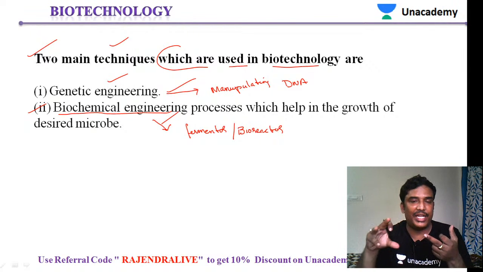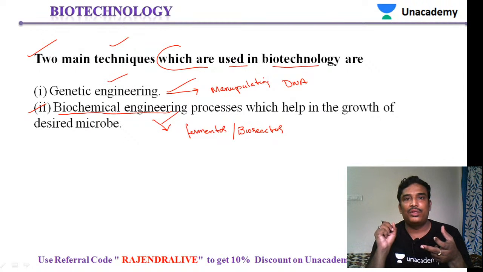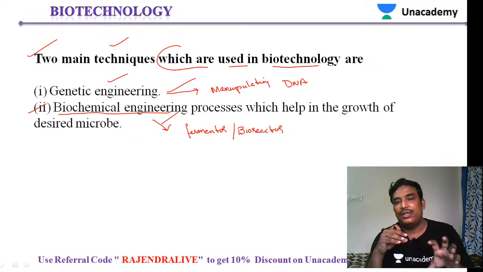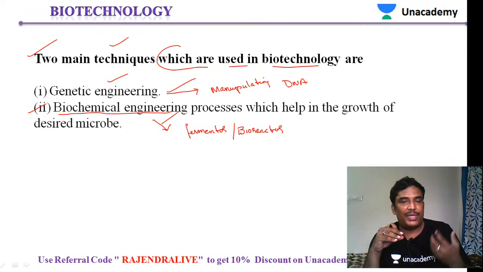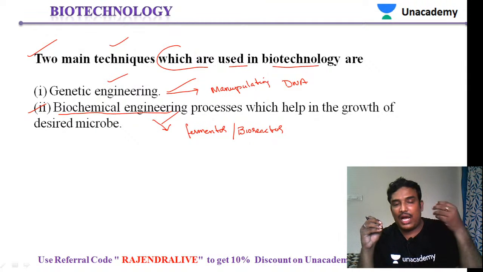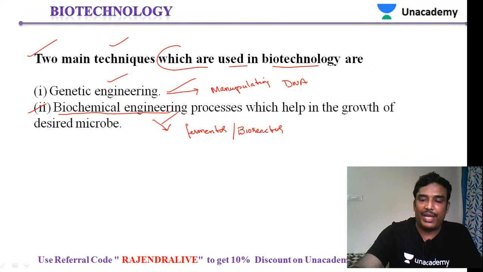Biochemical engineering involves the growth of desired microbes. Which microbe? E. coli. Why only E. coli? Because E. coli is acting as the host, and inside E. coli our recombinant DNA is present. That is the reason the microbe growing inside the fermenter is E. coli. Growing E. coli inside a large container called a fermenter, applying a technology for growing microbes in a large container, is called biochemical engineering, students.